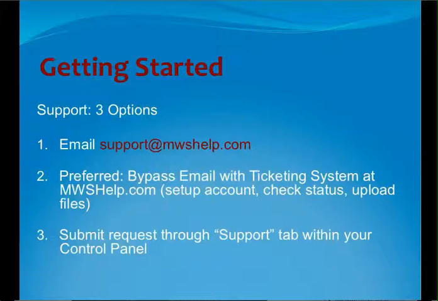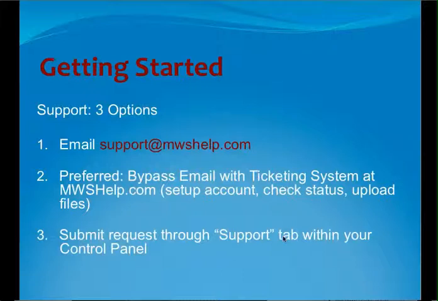So the first one is to be able to email us. You can email support@mwshelp.com. You can bypass email using our preferred method, which is creating a ticket through mwshelp.com. So you can set up an account. You can check the status on that ticket, whether you received an email or not. And you can even upload files as well through that support system. I prefer that. We are in the support center all the time, so we're able to update and refresh the page. Actually, the tickets get refreshed automatically, so we can see them.